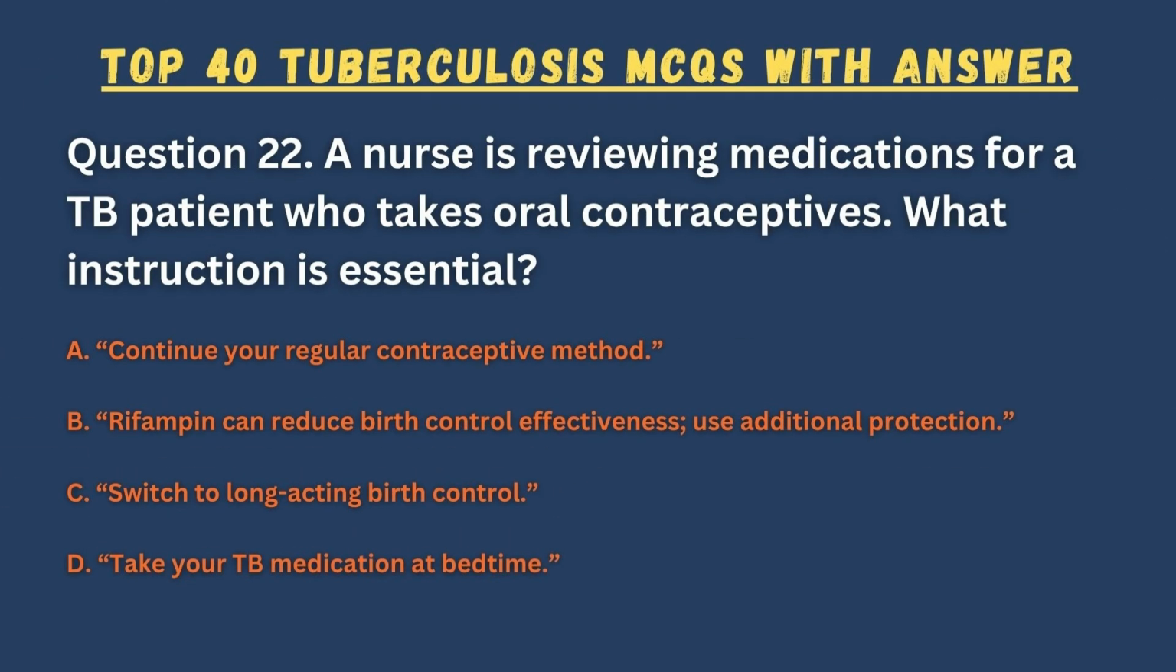Question 22. A nurse is reviewing medications for a TB patient who takes oral contraceptives. What instruction is essential? A. Continue your regular contraceptive method. B. Rifampin can reduce birth control effectiveness. Use additional protection. C. Switch to long-acting birth control. D. Take your TB medication at bedtime.